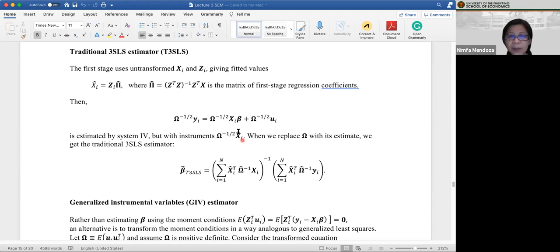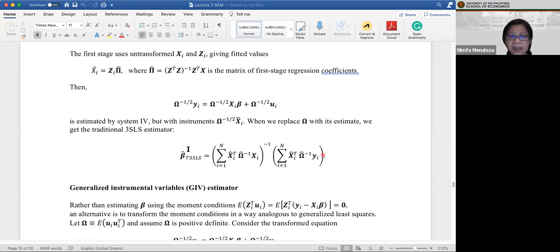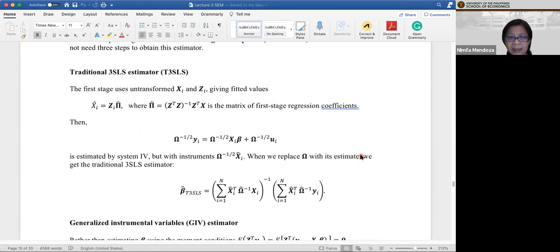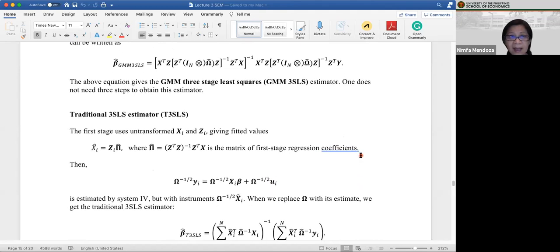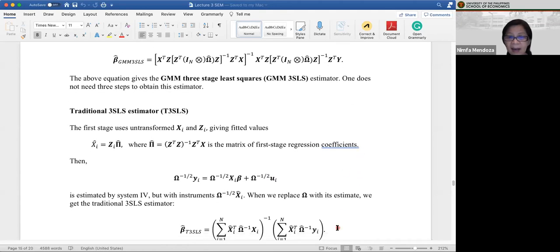So the instruments, instead of just x hat, would be omega to the minus 1/2. Okay, and this would be the three-stage least squares estimator. So this is the traditional three-stage least squares estimator. This one is a bit different from the GMM three-stage least squares estimator.